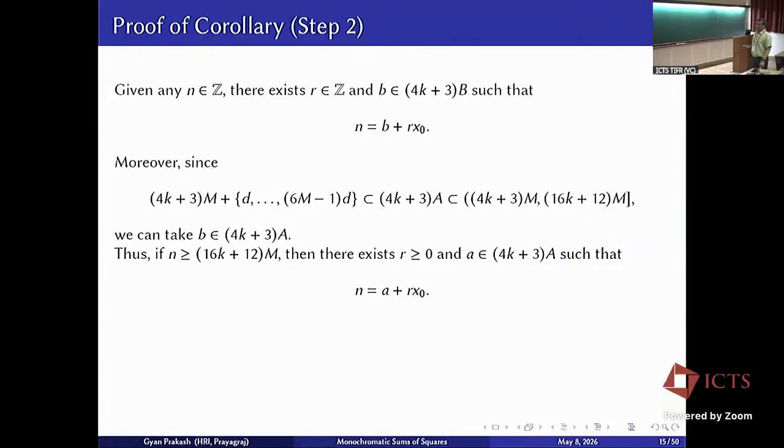So therefore, if R is positive and A belongs to 4k plus 3a such that n is equal to A plus R x naught. And moreover, from these things, we can get a bound, because R is positive and less than or equal to n minus A by x naught, which is less than or equal to n by m. So A belongs to 4k plus 3, and this R x naught, R is n by m. So therefore, this n belongs to 4k plus 3 plus n by m S A. All right.